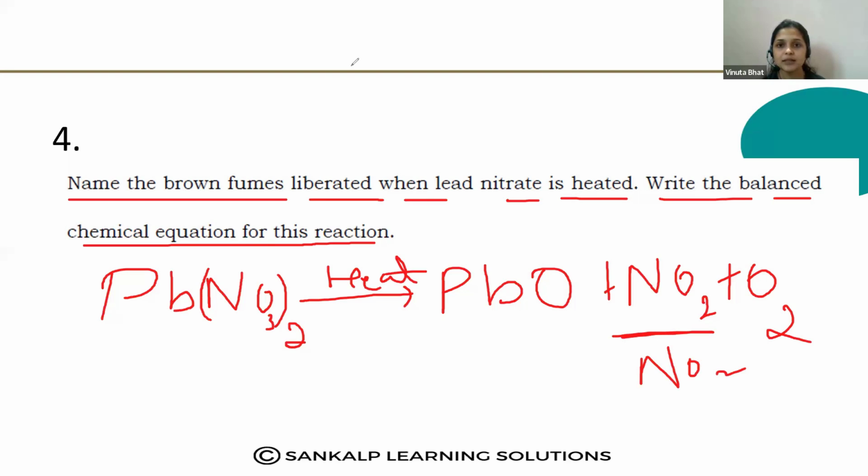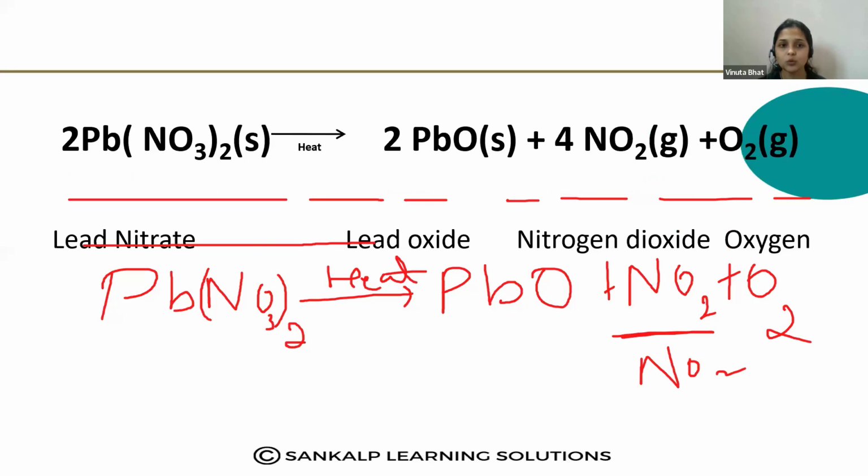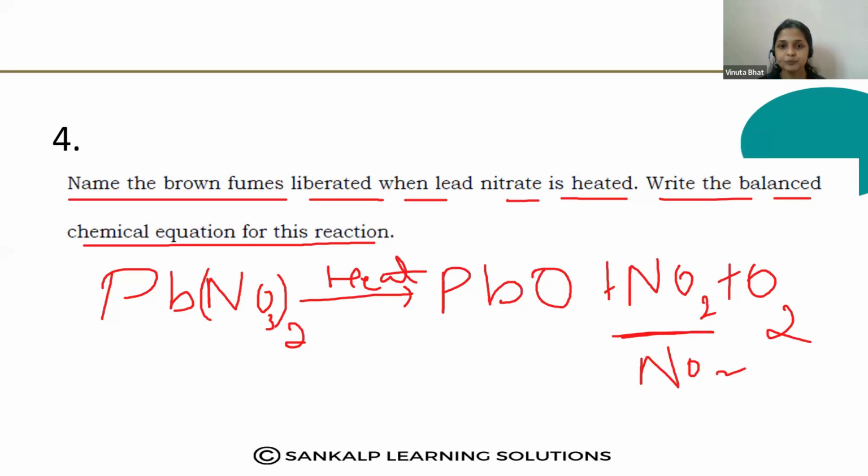Already we have seen this in the last reaction, that is NO2. Then you have to balance this reaction. Name the fumes, that is NO2, nitrogen dioxide, and write the balanced chemical equation for this.